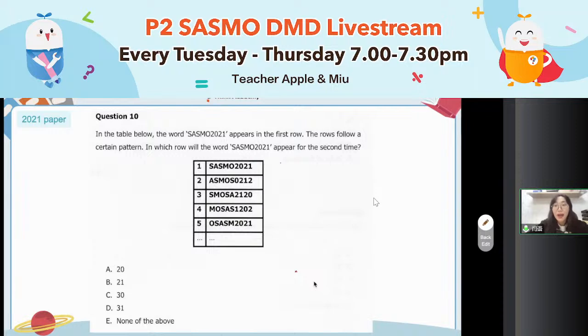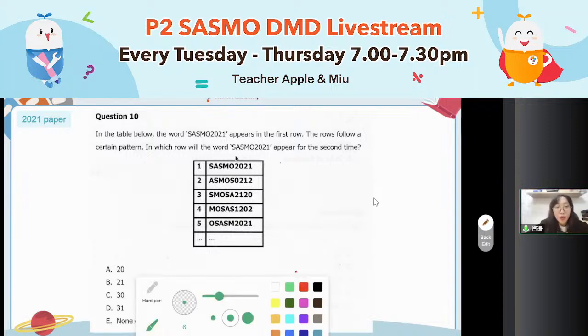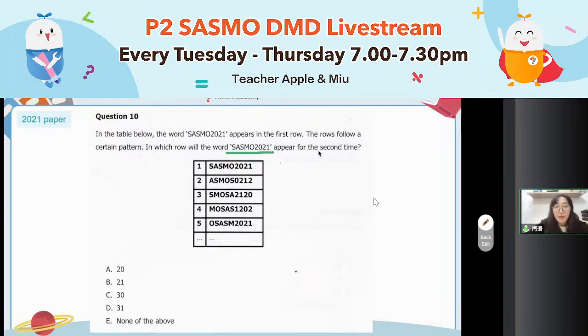Okay, so then back to the question. In which row will the word SASMO 2021 appear for the second time? Pay attention to the keyword second time. When is the first time? The first time is in the first row. And according to the pattern, actually, we can figure out for the second time, that is after 20 rows. So it should be 21. Understand? Yes. This question is a bit complicated. You see that it is combined with a pattern and also multiples.